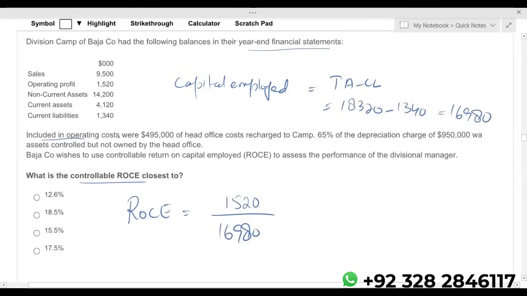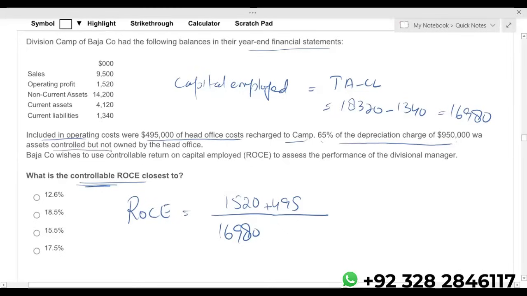Included in operating costs were 4,95,000 of head office costs recharged to the division. Stop. Basically, 4,95,000 is not a controllable cost. You have just allocated the head office cost to me. It's not controllable by us, and we are asked to calculate return on capital employed on controllable basis. So I will add back 4,95,000 because it is not a controllable cost.